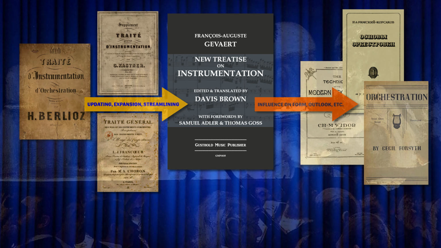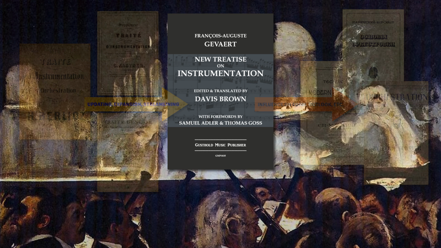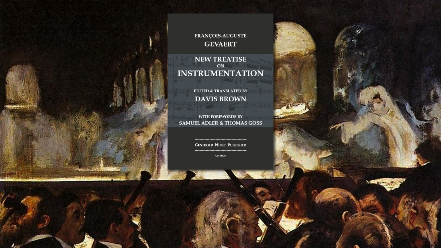But the best part of the book is how it reflects the temperament and outlook of French opera composing in that era, and it really shows how many lessons one can learn from those scores even today.